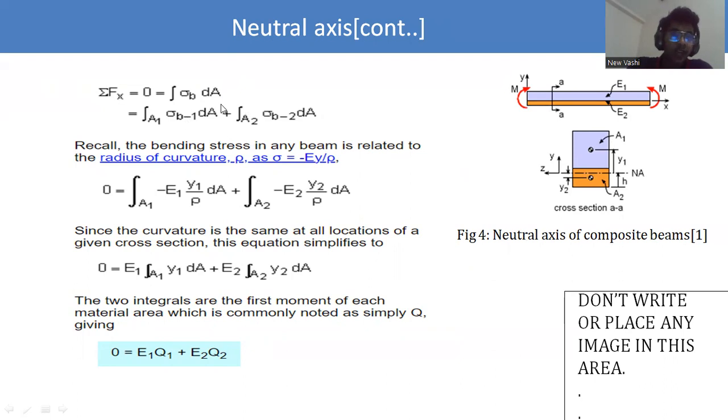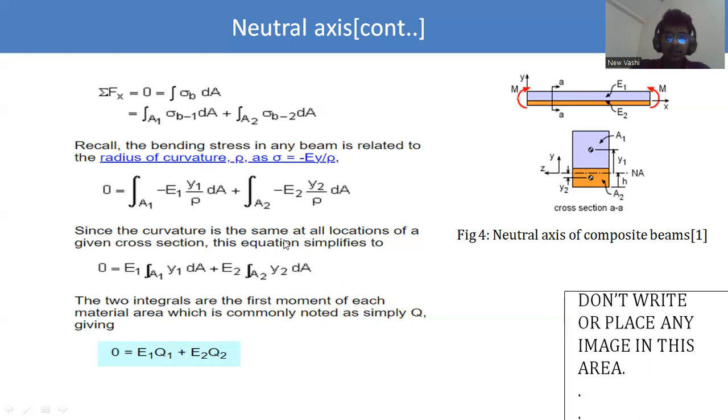So here is the formula regarding the neutral axis. Sum of Fx is equal to 0. The integral of sigma b dA is equal to the integral over A1 of sigma b1 dA plus the integral over A2 of sigma b2 dA. The bending stress in any section is related to the radius of curvature rho as sigma is equal to minus E y by rho. So 0 is equal to the integral over A1 of minus E1 y1 by rho dA plus the integral over A2 of minus E2 y2 by rho dA.